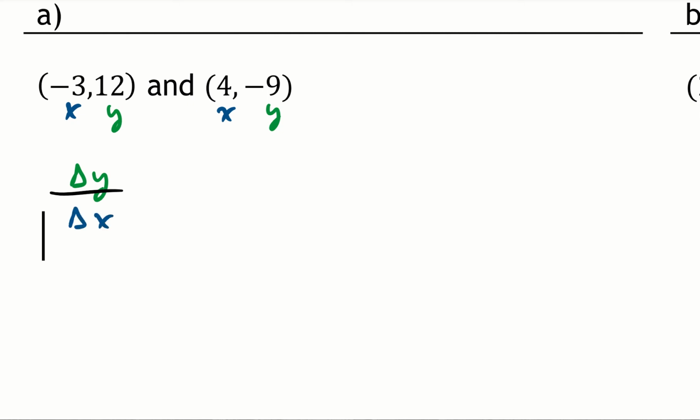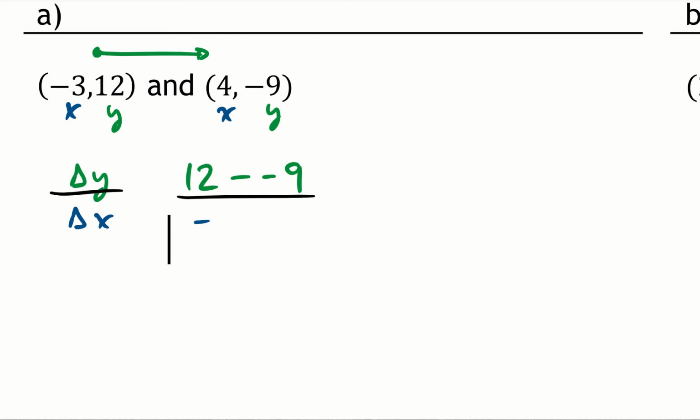So for the change in y's, I'm going to take 9 and subtract negative 12. Oh no, I'm going to take 12 and I want to subtract negative 9. So I'm starting at this point and going to that point. This order kind of matters. So I've got 12 minus negative 9, and I'm going to divide that by negative 3 minus 4. You can see I'm starting the same spot, so I've got negative 3 minus the number 4.